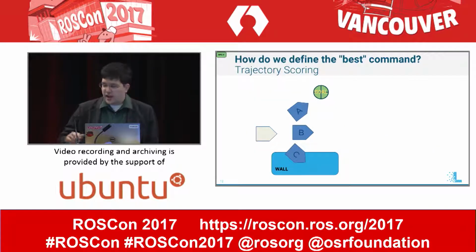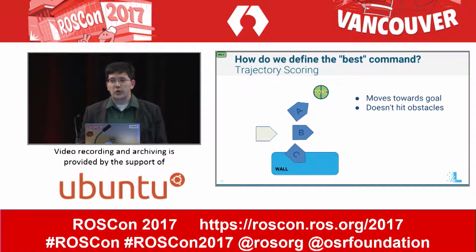And so if we have the robot here in the one pose, and then we have 3 options of the last pose of the trajectories for where it could go. And which one we consider best, it's a little subjective, but ultimately we have the general guideline of we want it to move towards the goal and don't hit obstacles.